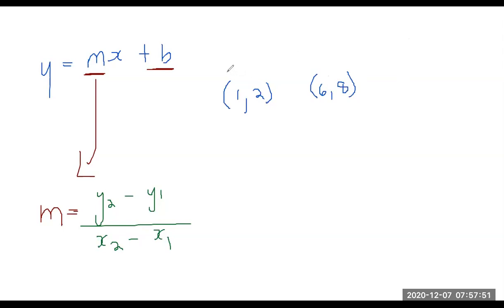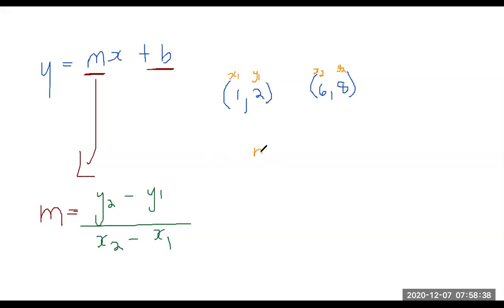So my first point is x1. I always put x1, then y1. Then my next one is x2, y2. Okay? x1, y1, x2, y2. That's it. I'm going to put my points into my slope equation. All right, so again, remember we're just trying to find m.